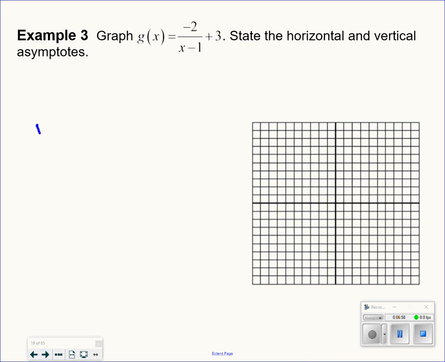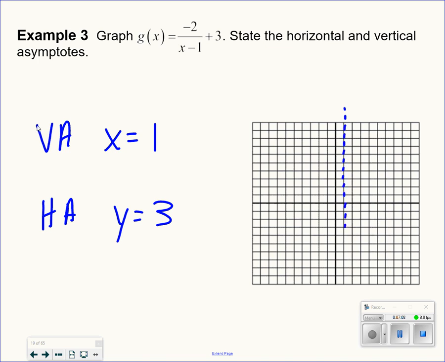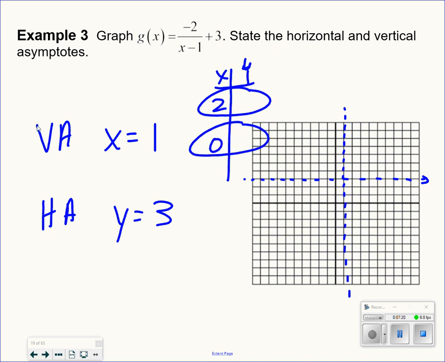Next one, I'm going to go a little faster now. Vertical asymptote, x equals 1. Horizontal asymptote, y equals 3. So +1 for a vertical asymptote, +3 for a horizontal asymptote. I only need one point on either side of the vertical. 2 would be bigger, 0 would be smaller.